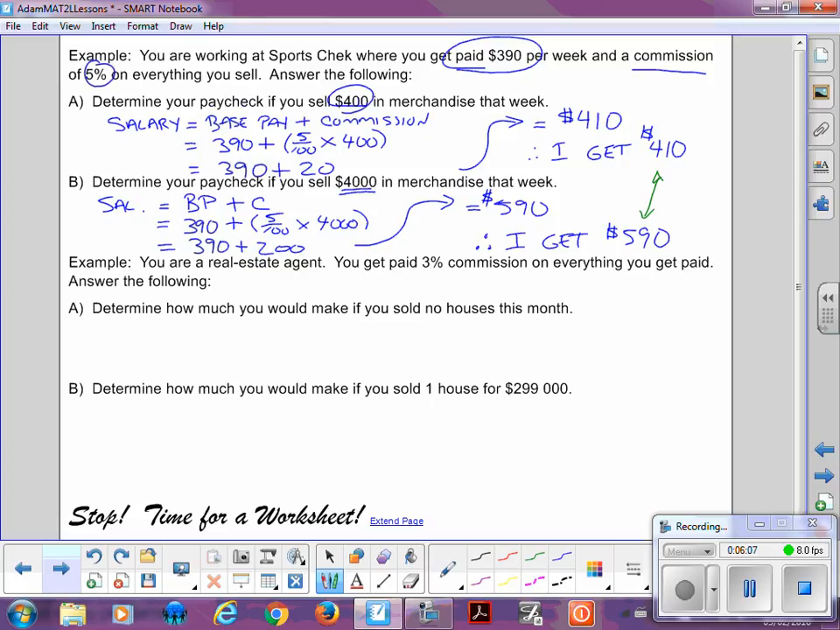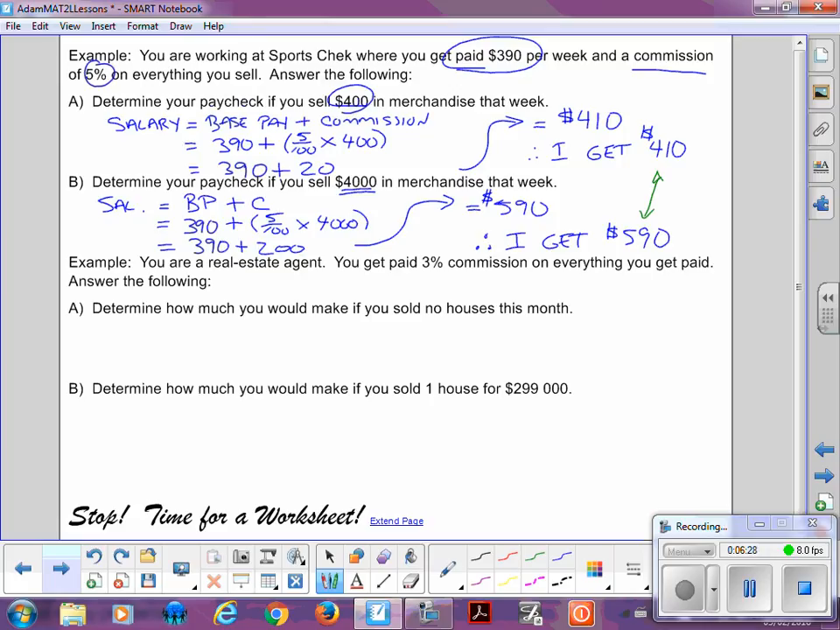Now, some of you might know, or some of you might have parents that are real estate agents. Real estate is a prime example of working on commission. Now, a lot of real estate agents don't make a base salary. So for this one, you are a real estate agent. You get 3% commission on everything you get paid.